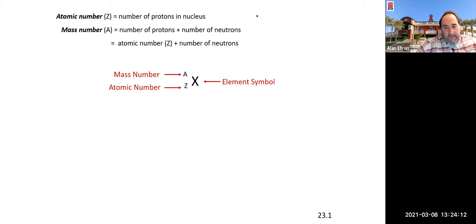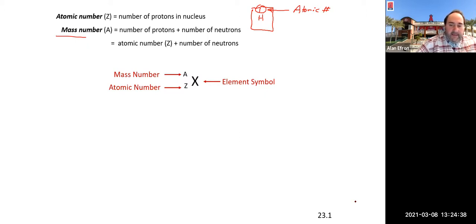By the way, also a reminder, good 1A throwback here. That is the number we find on the periodic table. Up there on top is the atomic number, when we look at the periodic table. The mass number is the number of protons and the number of neutrons that we commonly see in the nucleus of an atom.